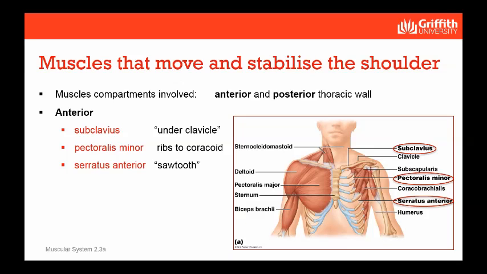Subclavius is a cylindrical muscle located underneath the clavicle, running from the first rib to the clavicle. Subclavius helps to stabilize the pectoral girdle. Pectoralis minor runs from the ribs to the coracoid process of the scapula and lies deep to the large pectoralis major muscle. Contraction of pectoralis minor abducts the scapula.